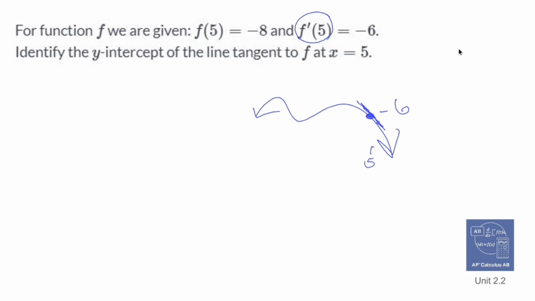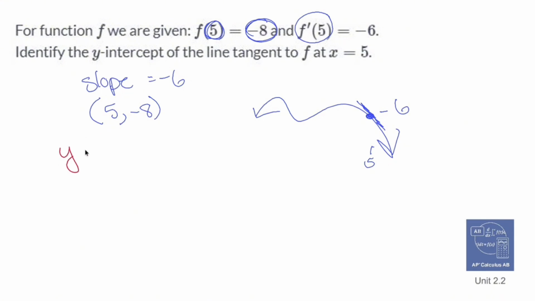Now, what we also know is that at this moment right here, the slope is negative 6, but the point 5 also has a y-coordinate of negative 8. So we have a slope of negative 6, and this is also telling us that we have a point of (5, negative 8). My job is to identify the y-intercept of the line tangent to that. So I'm going to build a slope-intercept form equation for the tangent line, and from there I'll be able to identify the y-intercept.